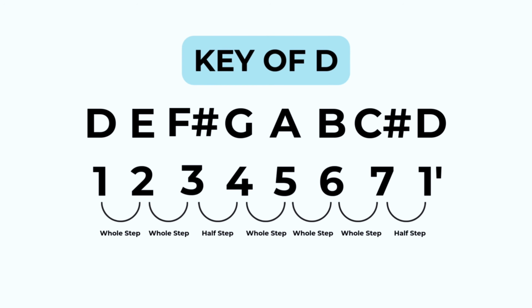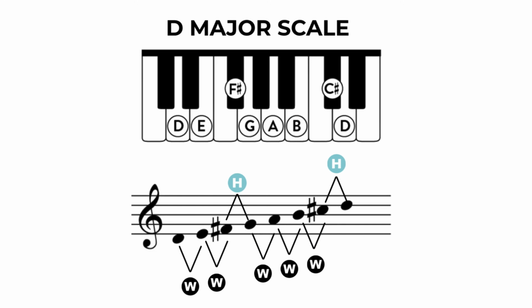So using the major scale formula, let's figure out what are the corresponding numbers for the key of D. D is 1, E is 2, F sharp is 3, G is 4, A is 5, B is 6, C sharp is 7, and D is 1 with an apostrophe because it is the D that's an octave higher than the root note D. If you look on a piano, you'll notice that each one of these notes corresponds with the formula, either a whole step or a half step.